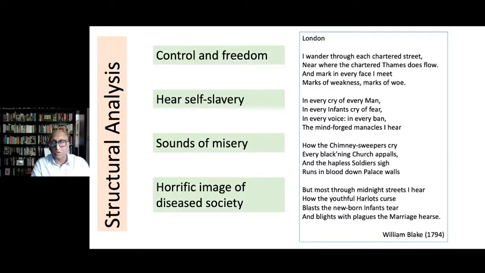And the structure of the poem is, and I'm giving this to you to give you a foot up, sorry about the punctuation on the slide, you're going to need to use the booklet. The first stanza is about control and freedom. In the second stanza, he hears the self-slavery, the sounds of misery, and then this horrific image of a diseased society that ends the poem.